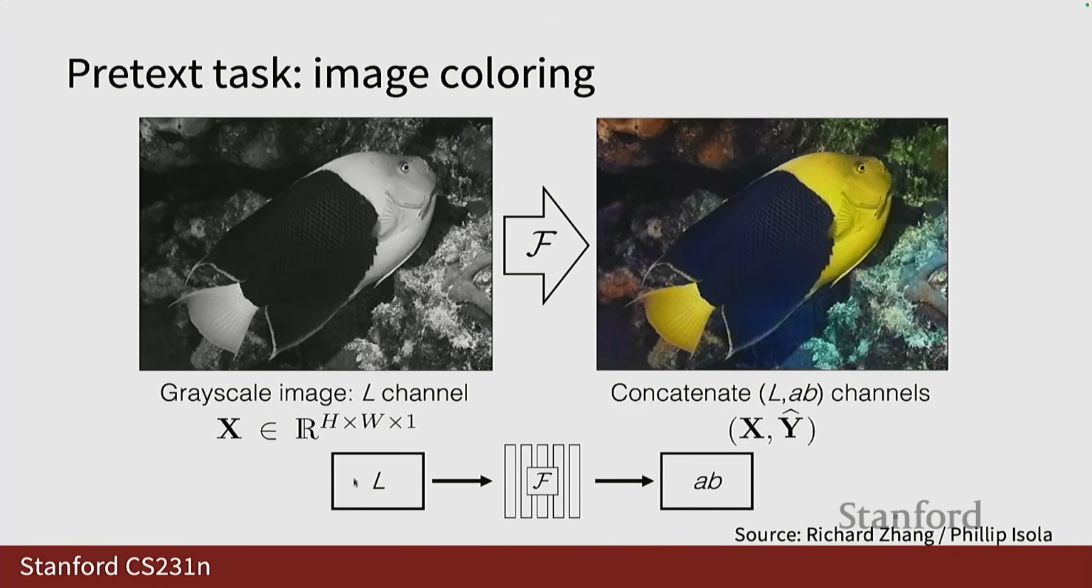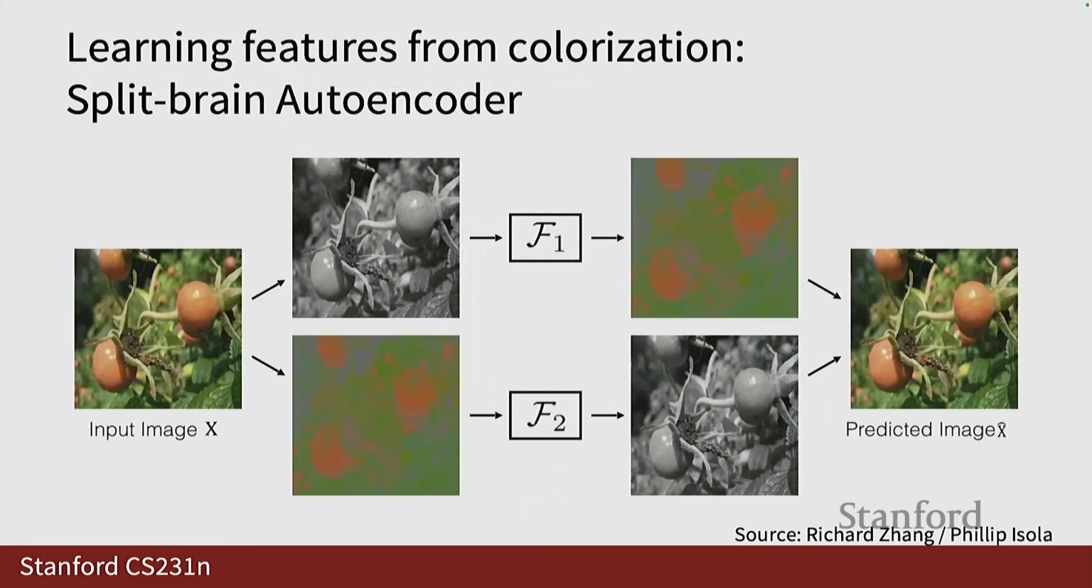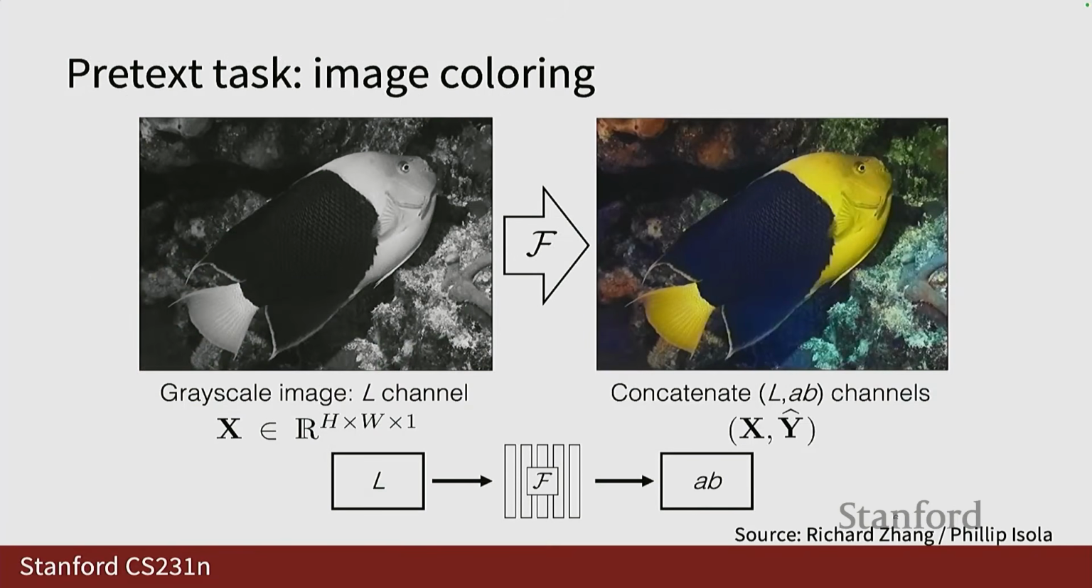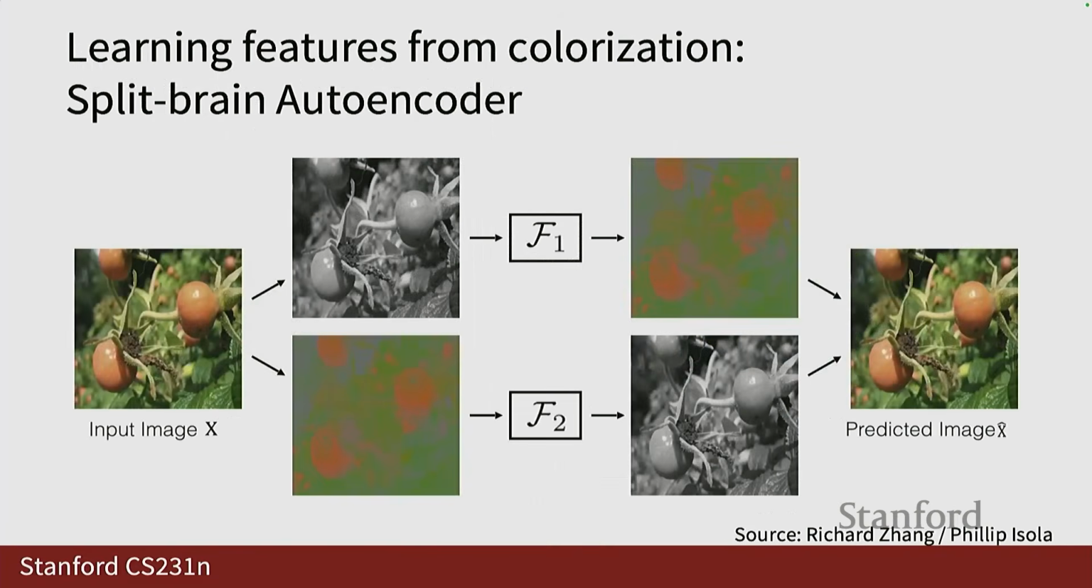Given the L channel, predict the A and B channels, right? So again, we don't need to do any manual annotation. It's already in the data. And this was extended into other frameworks. Why should we only look at, like, given L predict A and B? We can also do the reverse, right?